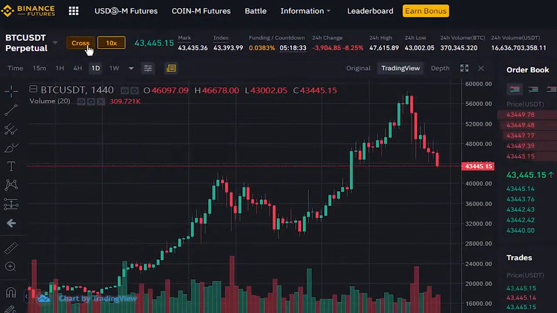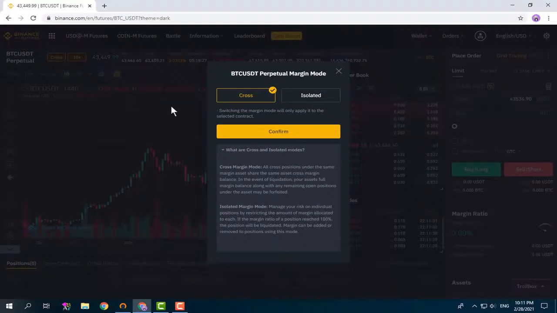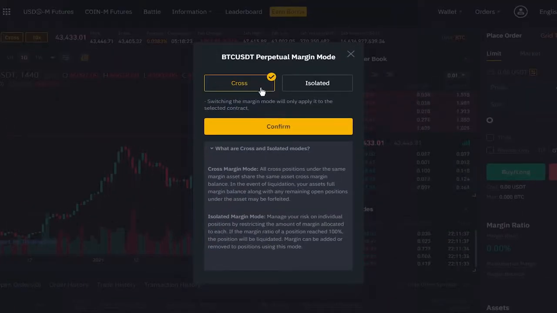Here, by clicking on this button, where cross is already selected, you see that we have two options, cross and isolated. If you select cross margin, all your open positions together will be considered as collateral, and all the positions will be liquidated at the same time when the margin balance falls below maintenance margin. And isolated margin considers positions separately to calculate the liquidation. In other words, liquidation only applies to the position that is considered, and you only lose on that position, and other positions will not be liquidated.